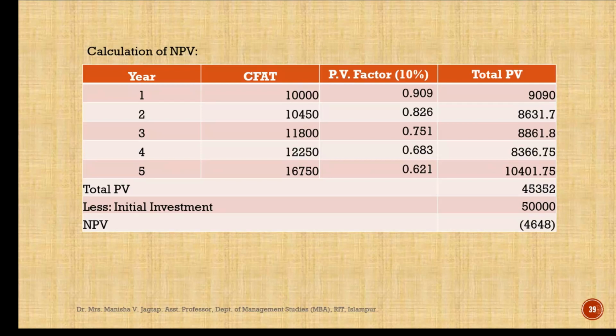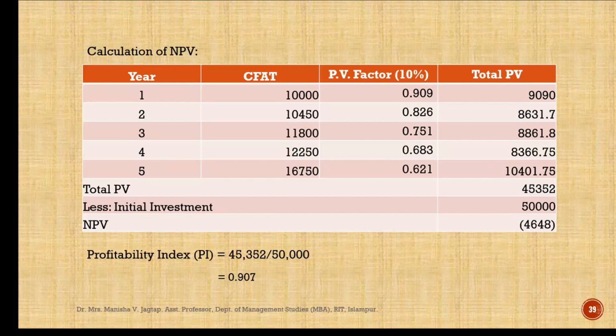Let us see how to calculate PI, the profitability index. So this is the formula. By applying the formula, we can calculate the profitability index. The formula for calculating profitability index is total present value of cash inflow divided by initial investment. So 45,352 divided by 50,000 gives us 0.907.